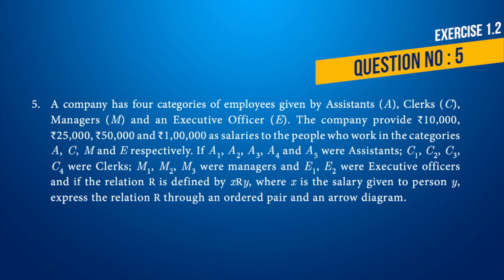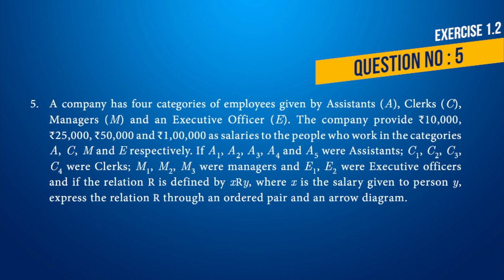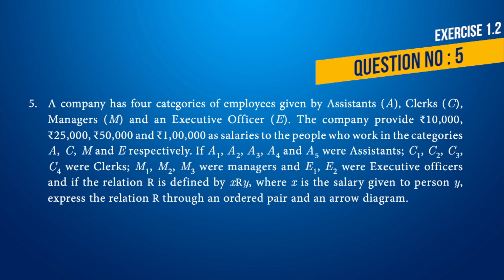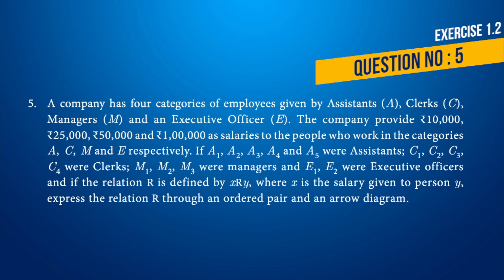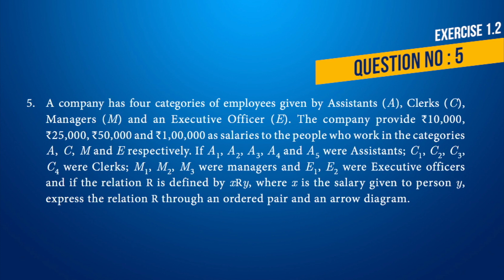If A1, A2, A3, A4 and A5 were assistants, C1, C2, C3 and C4 were clerks, M1, M2, M3 were managers and E1, E2 were executive officers, and if the relation capital R is defined by X is related to Y, where X is the salary given to person Y, express the relation capital R through an ordered pair and an arrow diagram.